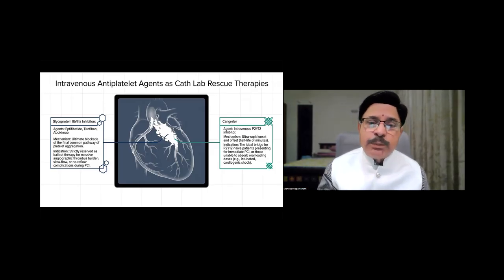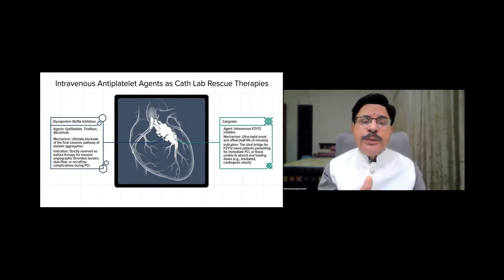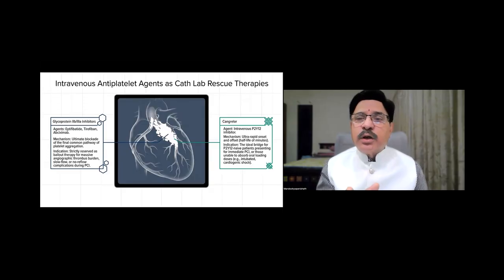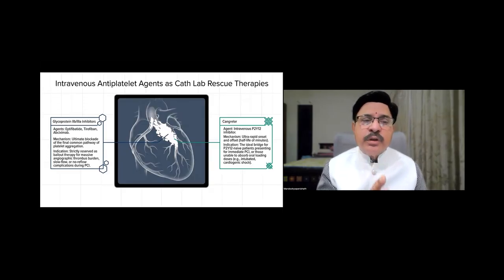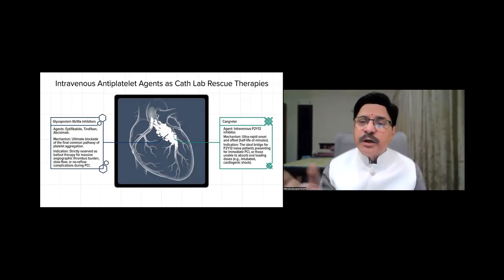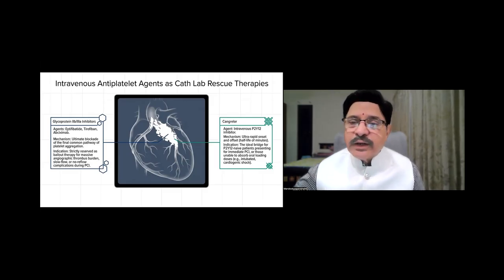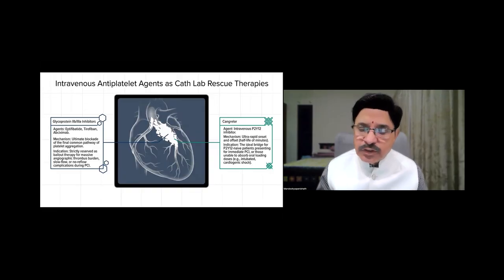The third antiplatelet drug, GP2b3a inhibitor, is required for massive thrombus burden. And there is one drug also called cangrelor. Not only the glycoprotein 2b3a inhibitor, cangrelor is another type of antiplatelet agent, with ultra-rapid onset; within minutes it starts acting. Indication: an ideal bridge to start the long-acting drugs like clopidogrel and others.